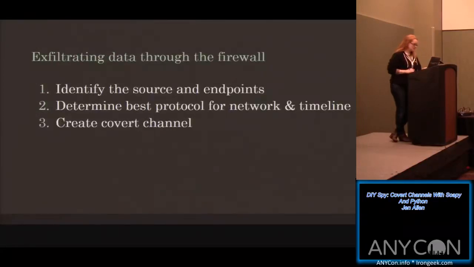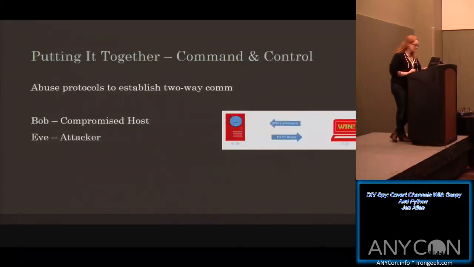So for exfiltration through a firewall, we really want to identify the source and endpoints that we're working with, so we know exactly what path we have to traverse with our covert channel and what identification we're going to need to avoid. We need to determine the best protocol for the network and timeline that we have, and then create the covert channel according to the constraints. So let's put together what we've seen in Scapy.